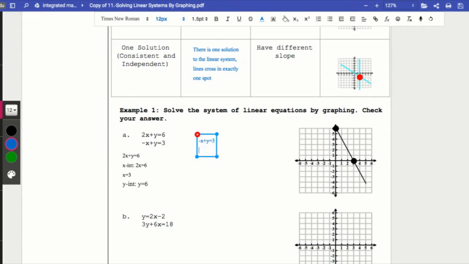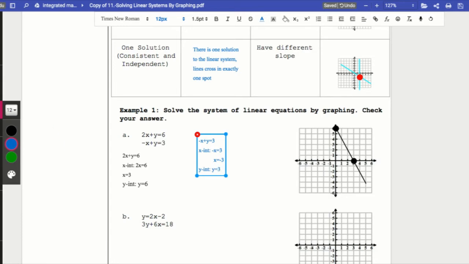For this one, I'm just going to use blue so you can see that it's different. So then the x-intercept: when I'm plugging in 0 for y, I have negative x equals 3. Divide by negative 1, I get x is equal to negative 3. So in this one, my x-intercept is negative 3. And then when I find the y-intercept, I'm plugging in 0 for x. Sorry, that was very loud. 0 for x, and then I get y is equal to 3.